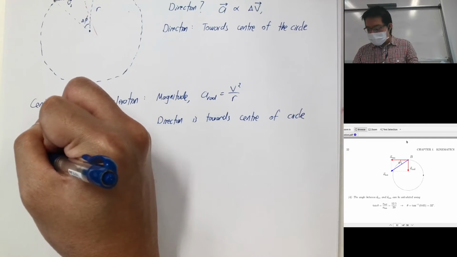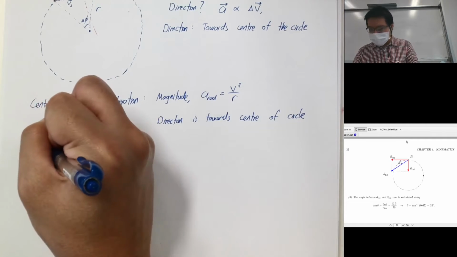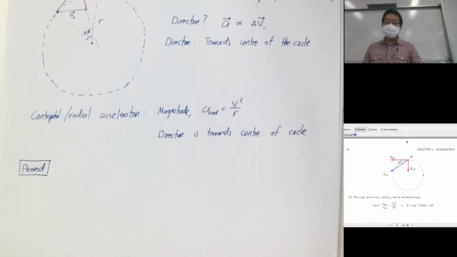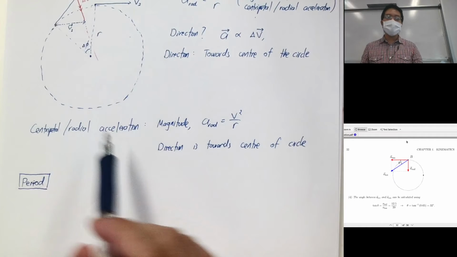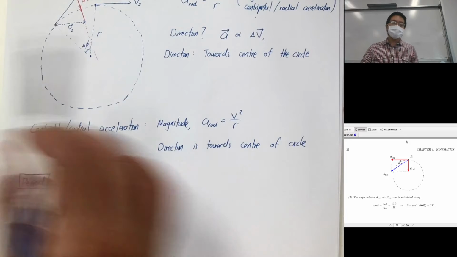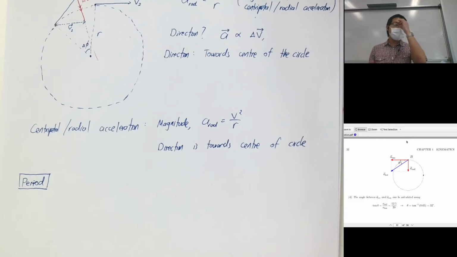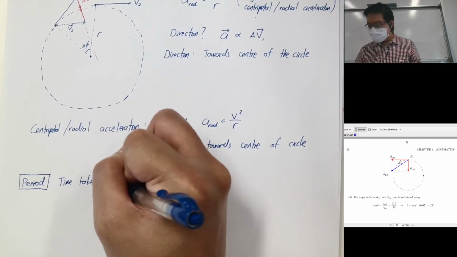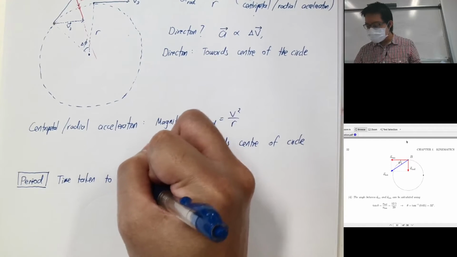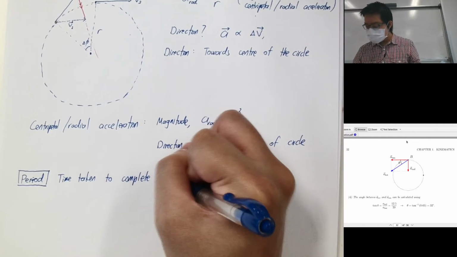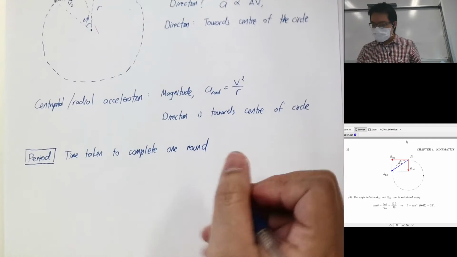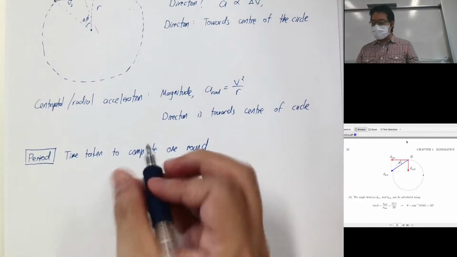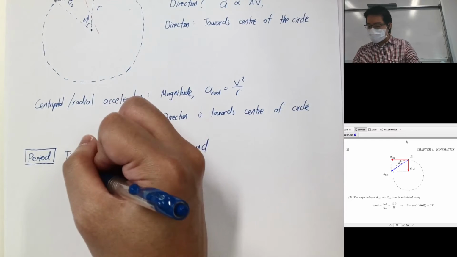Firstly, we talk about the period of the motion. So this is a uniform circular motion, right? Every time it's going in a circle, 1 round, 2 rounds, 3 rounds, 4 rounds, it keeps on going. Sometimes we care about how long it takes to go 1 round. So this is the time taken to complete 1 round.